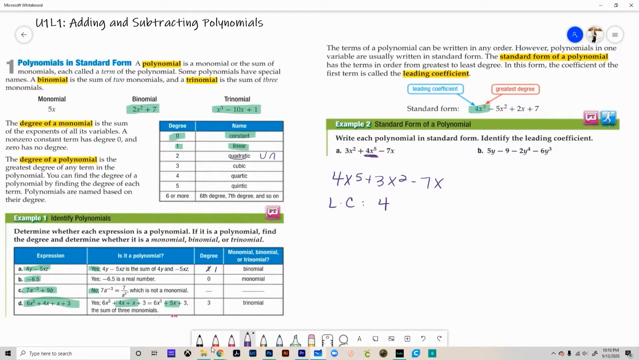Part B. The highest degree is this 4 right there. Make sure you keep your signs with it too, because that's a minus 2y to the 4th, so it's going to be negative 2y to the 4th minus 6y to the 3rd plus 5y minus 9. So your leading coefficient here is negative 2. So that's standard form of a polynomial.